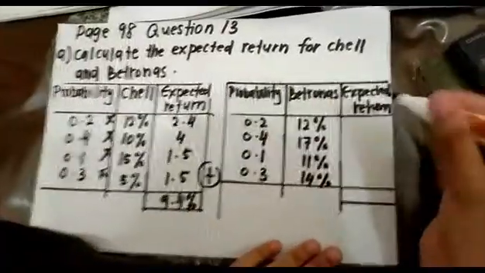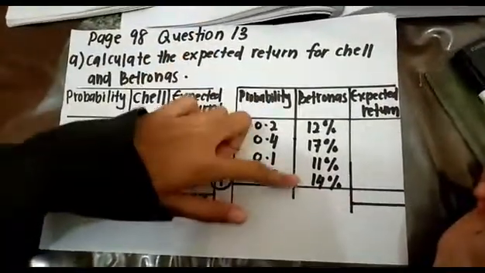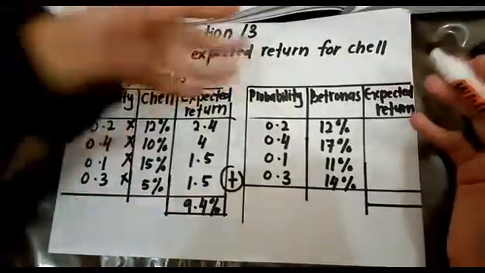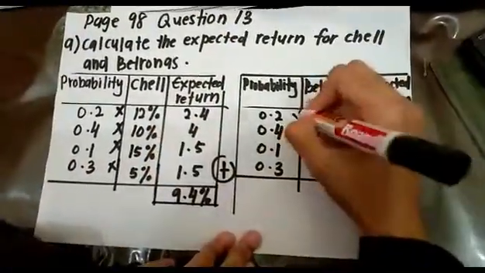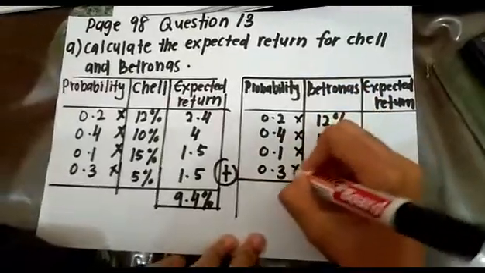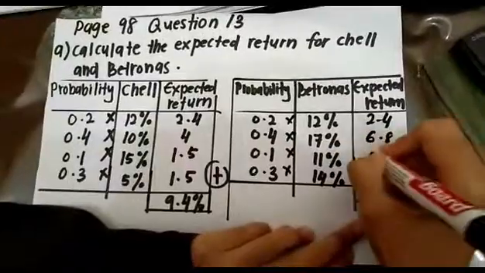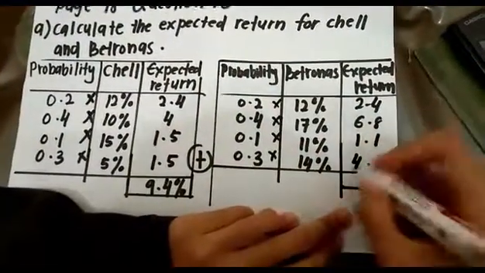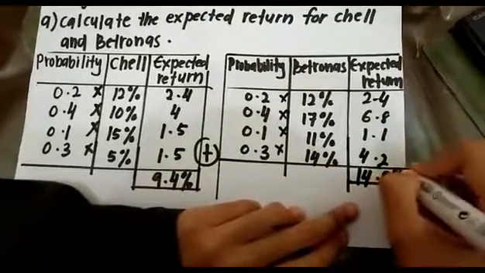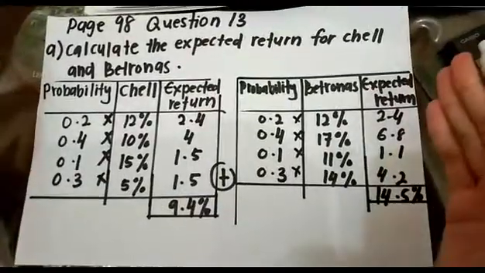Okay, and then for the calculation for Petronas, you must draw a new table for Petronas. So this is the probability of Petronas and the expected return. How do we calculate the expected return? It is the same as for Shell. Just multiply all the probabilities by the Petronas returns, and you get 2.4, 6.8, 1.1 and 4.2, and then you just sum all of these up and you get 14.5% for Petronas. So this is how you calculate the expected return.